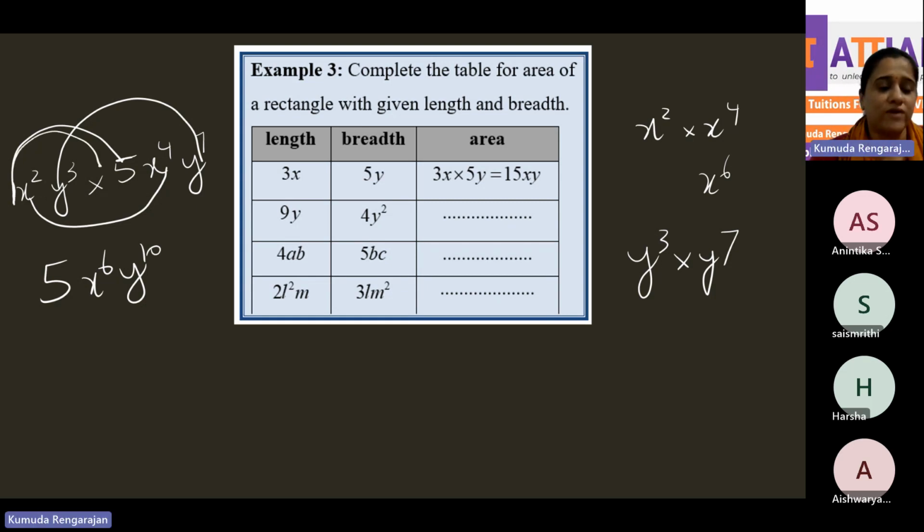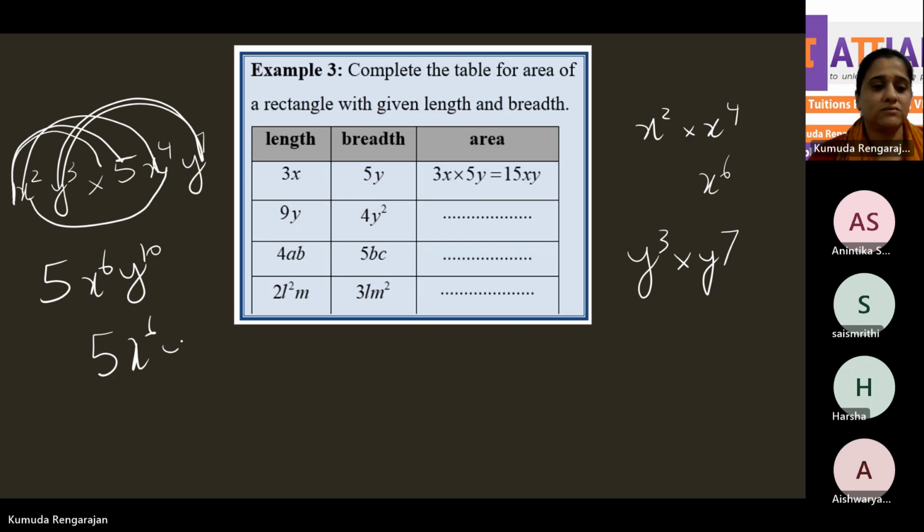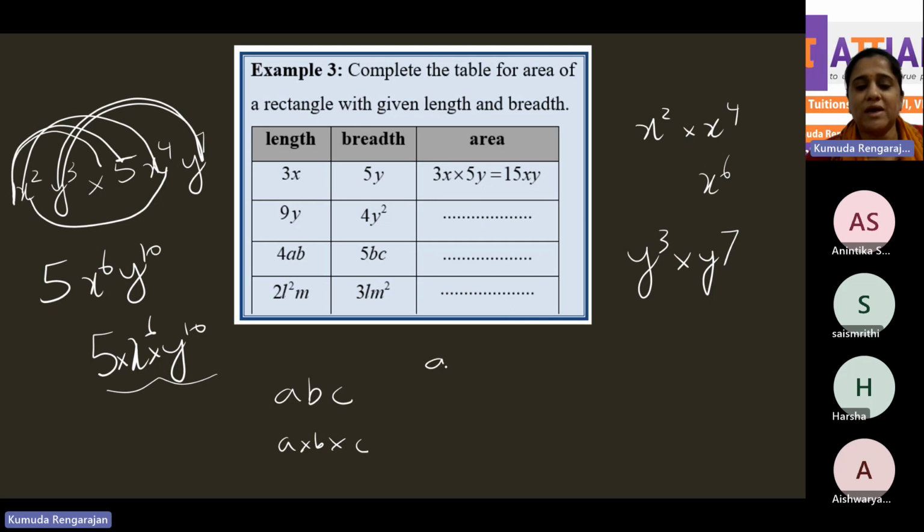So it's like 1 into 5, 5. X square into x to the power 4, 2 plus 4, 6, x to the power 6. Y cubed into y to the power 7, 3 plus 7, 10. Right. And when you don't put any sign in the middle, it's multiplication. When we write ABC, what is this ABC? A into B into C. ABC is not A plus B plus C. ABC is A into B into C.